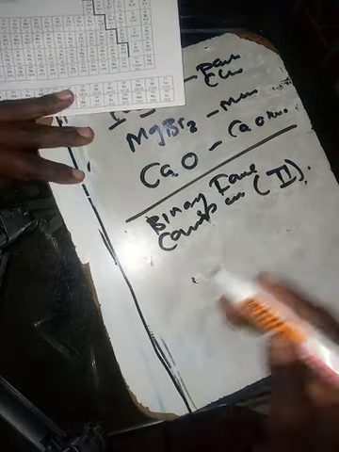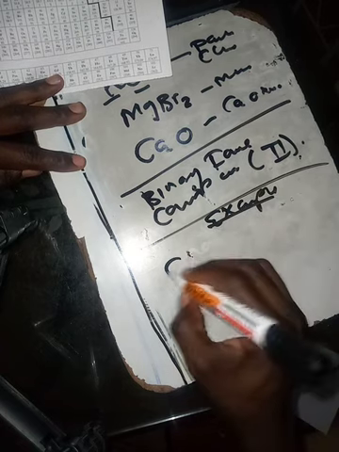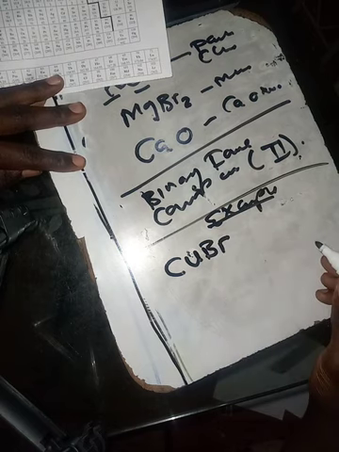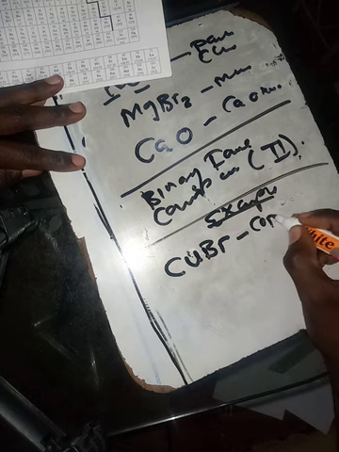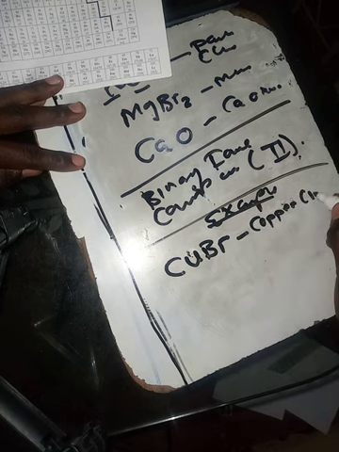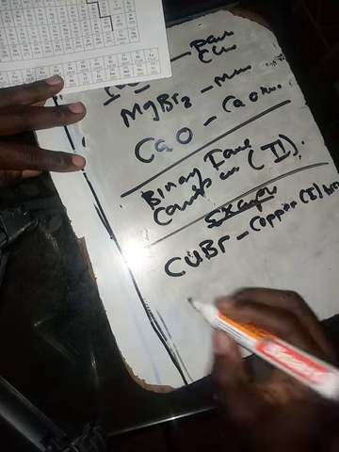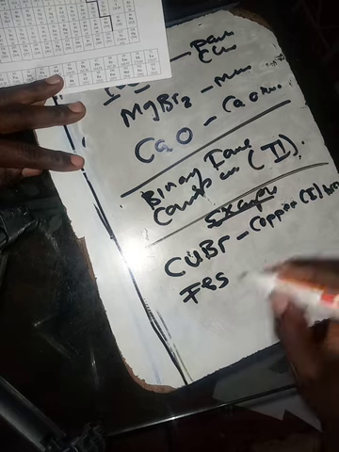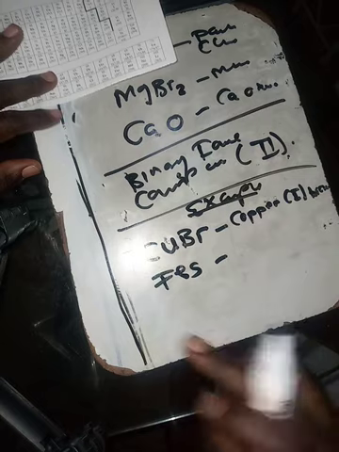For example, if we have copper and also bromide, how can you write this? This one can be written as copper(I) bromide. Hope I'm right. Yes, right. Then if I have FeS, how can I write this? I'm going first to assess this.